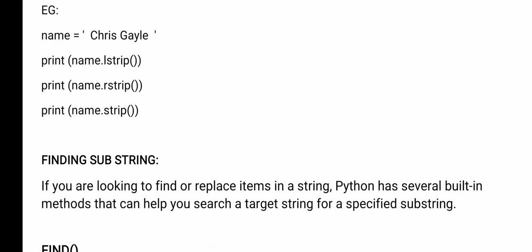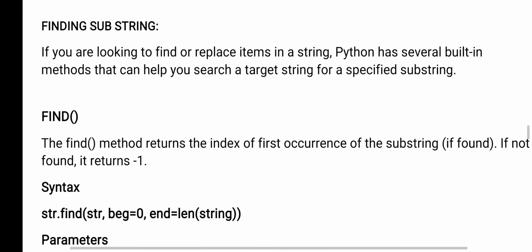Now you see the example program here. Name is Chris Gale, print name dot lstrip. Name is a string, and dot lstrip removes white spaces at the beginning. Now print name dot rstrip, it removes white spaces at the end. Now print name dot strip, it removes white spaces on both sides, left and right.